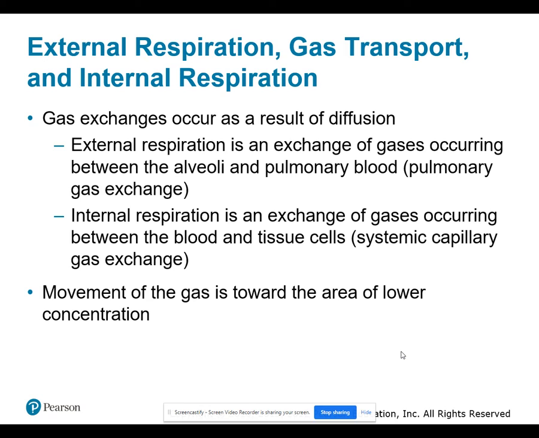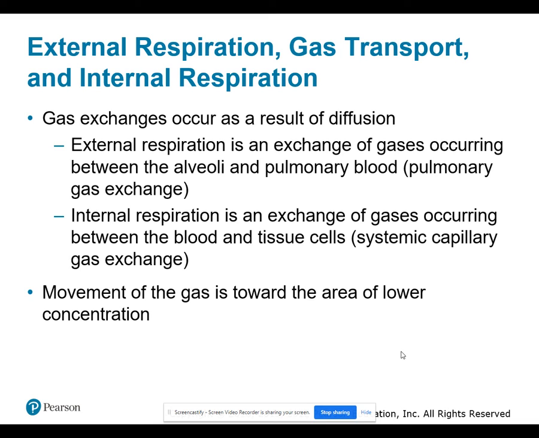Now that we understand breathing, let's delve into what happens once you breathe: you have external respiration, gas transport, and internal respiration. Hopefully, you remember from the last lesson, gas exchange occurs because of diffusion. So things diffuse in and out of cells, or they basically cross the membrane. For external respiration, this is where gases are exchanged between your alveoli and your pulmonary blood. This is also known as pulmonary gas exchange.